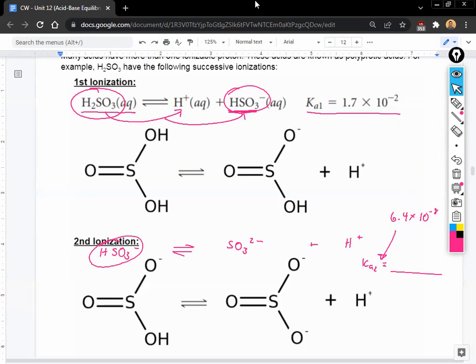So just keep that in mind. Some acids like to give up multiple protons, but as it gives up protons, it wants to do it less and less. Any questions about that? Guys chilling?